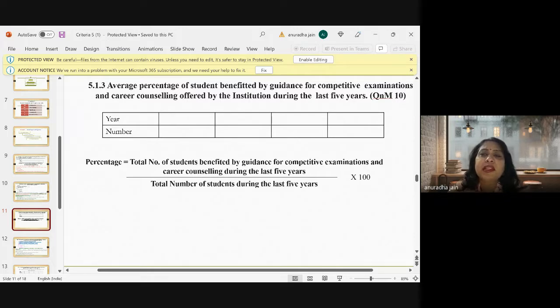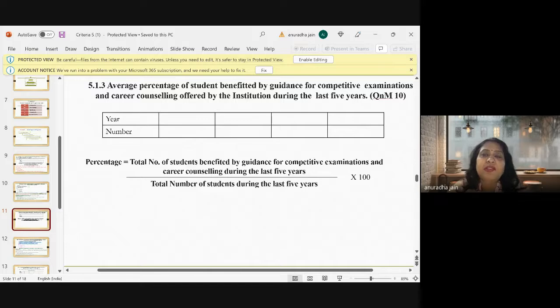Okay, so all this type of guidance for competitive exams or career counseling, we need to give all the data for the last 5 years. And in this, year-wise, we have to provide details of what sort of activities you conducted, and under each activity, how many students participated.